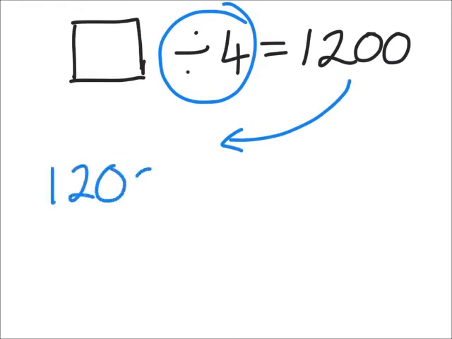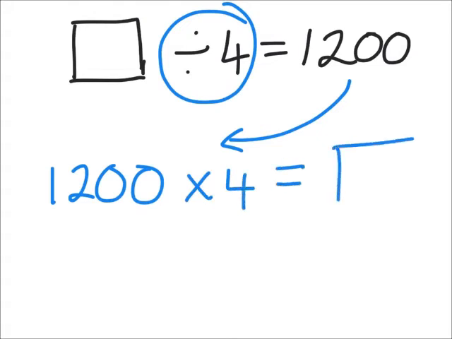We're going to take this number, 1,200, which moves down to here. And because we're working back to front, because we're inverting the calculation, we're not going to divide by 4. We're going to multiply by 4. And then that's going to give us the number we're looking for.